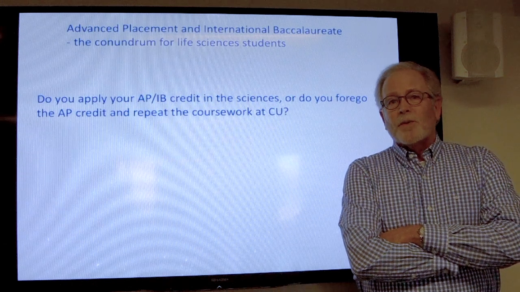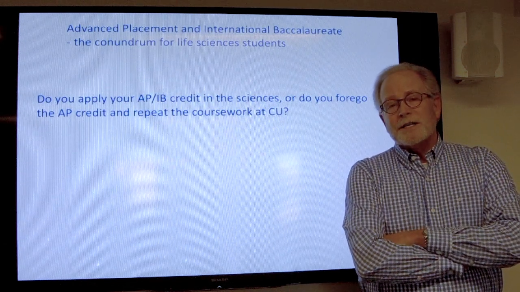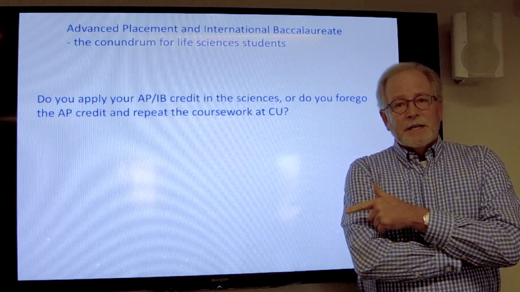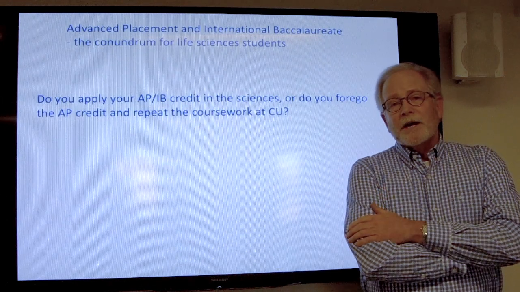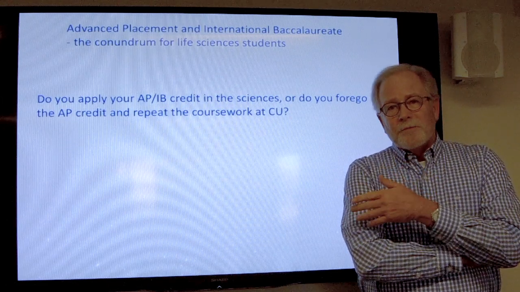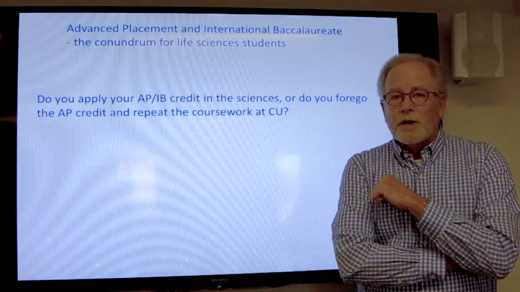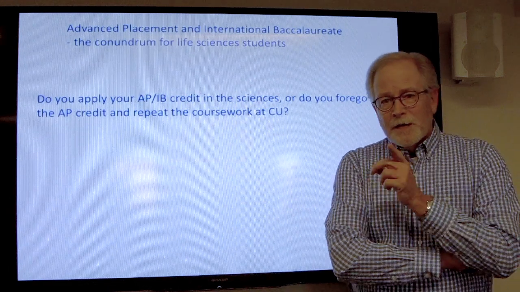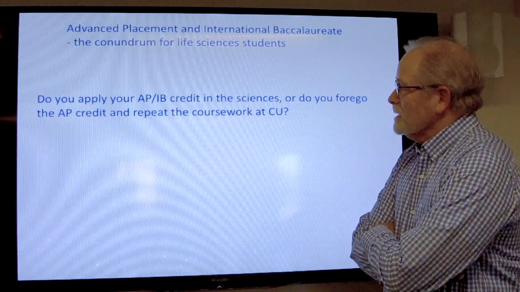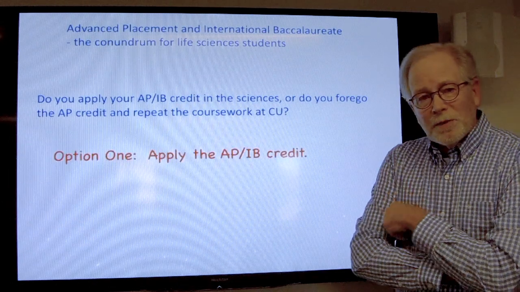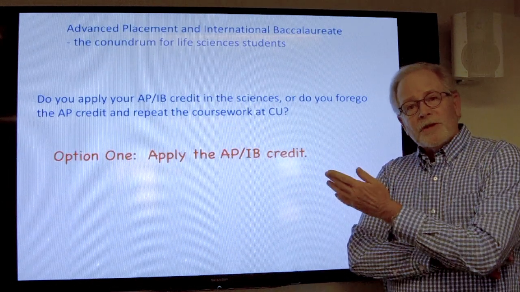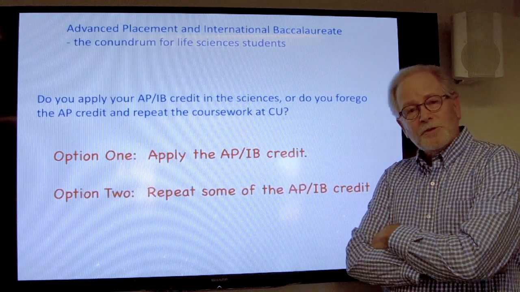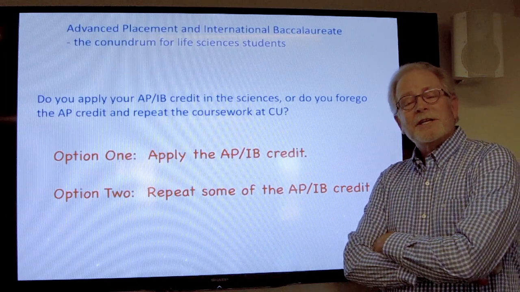But there are some reasons why you may choose not to apply some of your AP or IB credit, particularly in biology and in chemistry. My comments really don't apply to literature, mathematics, writing, and other topics where it's perfectly acceptable and wise to apply your AP and IB credit. So let's talk about those science AP credits. And the question is, do you apply the AP and IB credit and start with sophomore level science courses, or do you repeat some of it? Because those are your two options, and unfortunately, you need to decide that now.